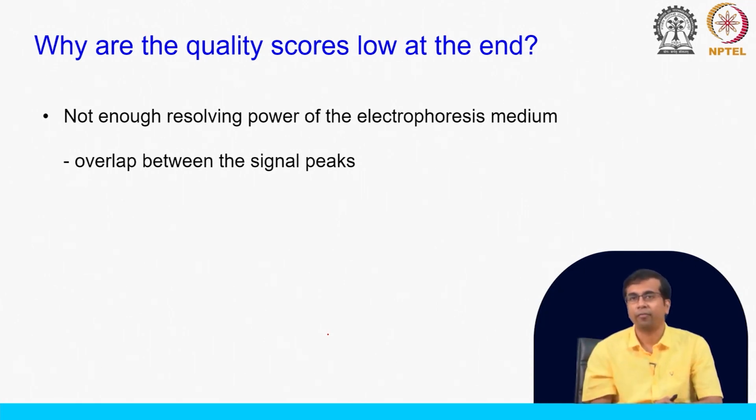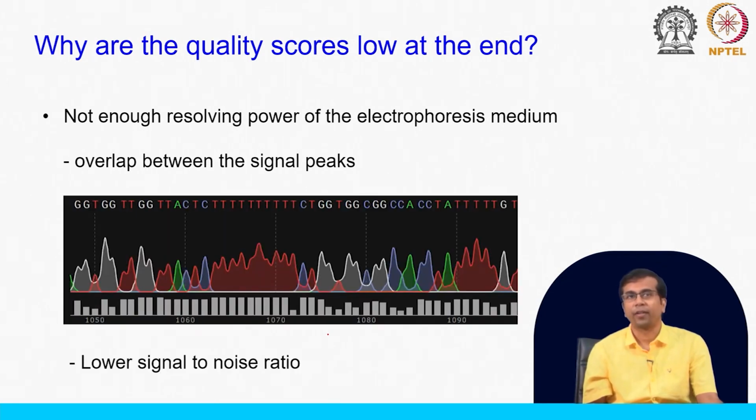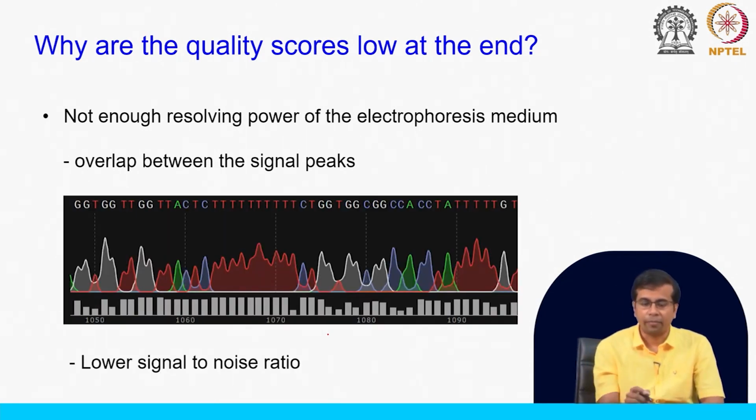What happens is that the fragments start to overlap with each other, which means you get overlap in the signal peaks. And that we have discussed, right. Now we are zooming into that, and you can probably notice some of these overlaps here.